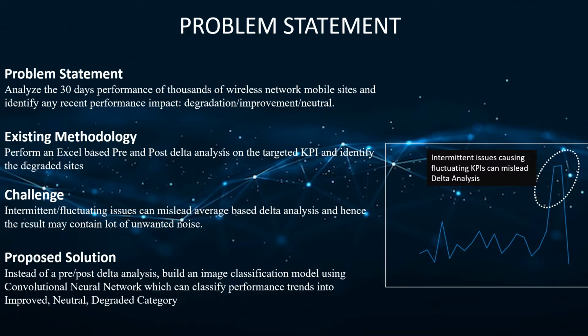If I do an average based pre-post delta analysis, the 2 days of fluctuation will mislead the results and show that there was some degradation in the post KPIs. Although the issue was intermittent and caused degradation for 2 days, eventually the KPIs returned to normal. So if I'm trying to find degraded sites from thousands of nodes, I don't want this in my analysis list, because it was something intermittent and it actually improved.